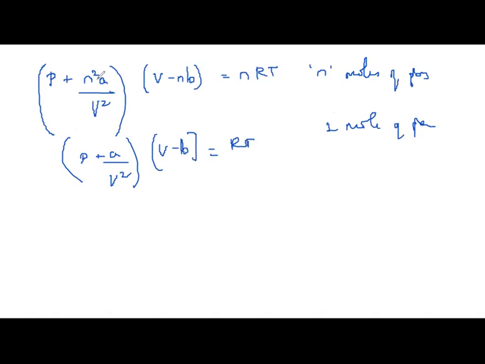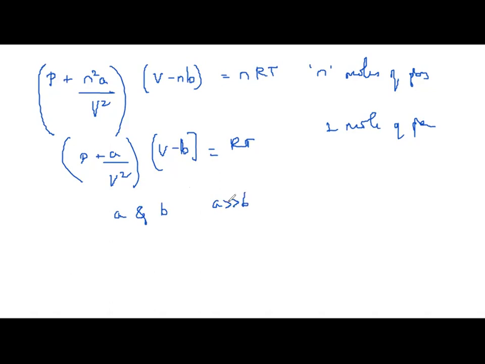The term you are seeing, P plus n squared a by V squared, is the pressure correction for molecular attraction, and V minus nb is the volume correction for finite sizes, where a and b are called van der Waals constants, whose values depend upon the nature of the gas. Normally for a gas, a is very much more than b. Please do remember this.